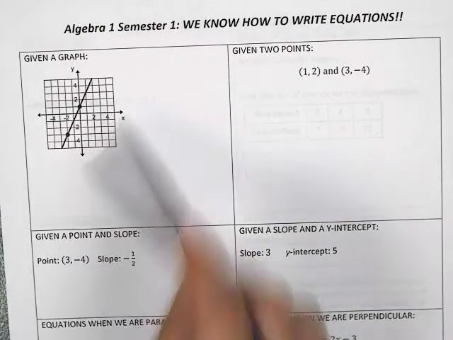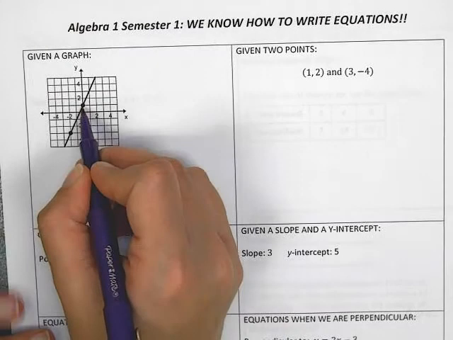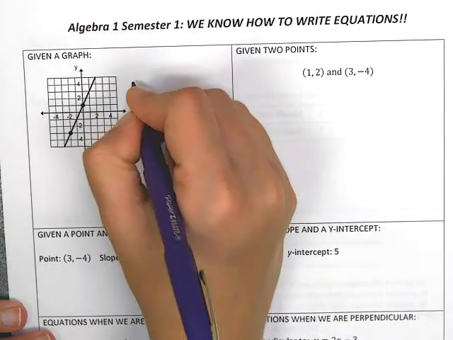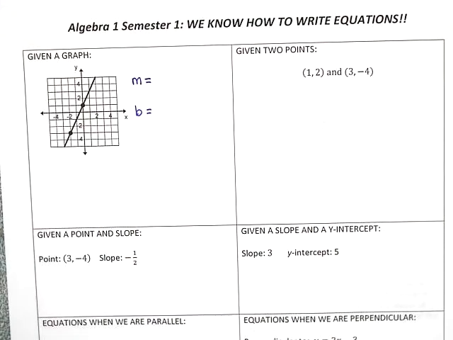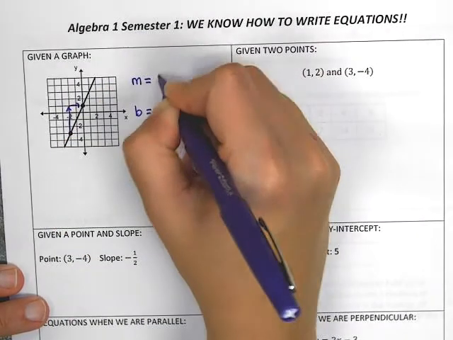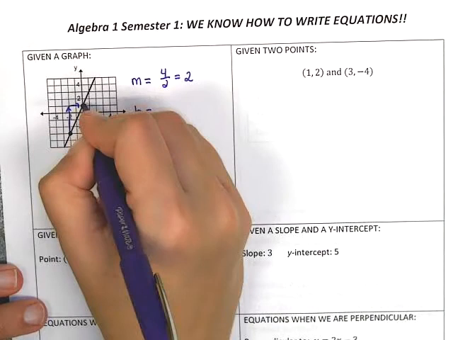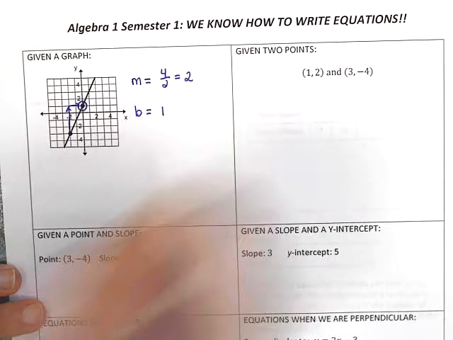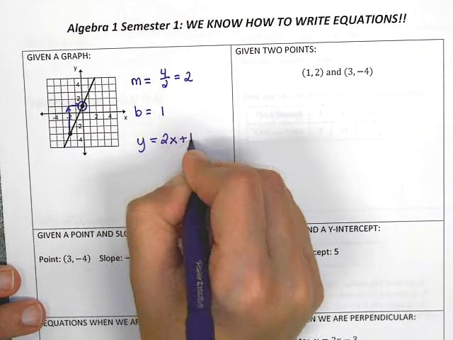If I'm given this graph and I want to write the equation of the line, the first thing I'm going to look for is, does this graph have a nice y-intercept? Which it does. That tells me that the best way to write this equation is probably going to be to figure out the m and the b. Now the m is the slope, so the rise here would be 4, the run would be 2. 4 divided by 2 is 2. The b is the y-intercept, which would be positive 1. So my equation would be y equals 2x plus 1, and I'm done.